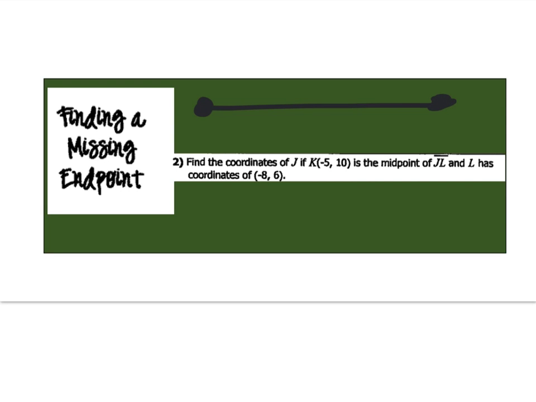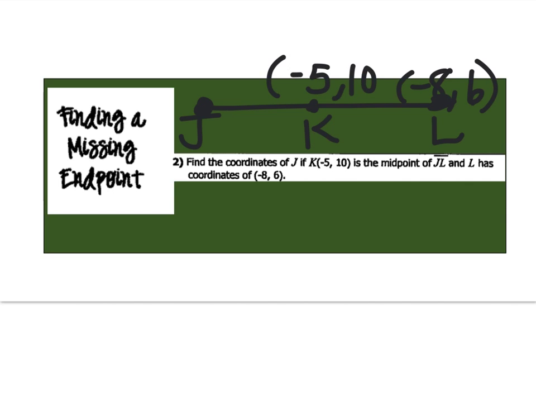So here we go. It says the coordinates of J, we don't know. If K is the midpoint, here's K, the midpoint, and L is the other endpoint. So they're giving us that this is negative 8, 6. They're giving us that this is negative 5, 10. And this is, we don't know.